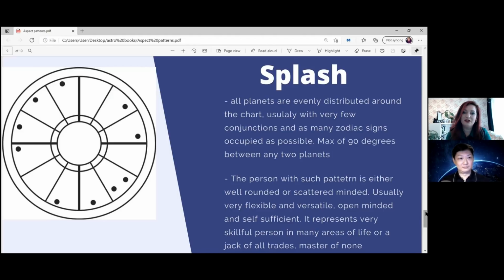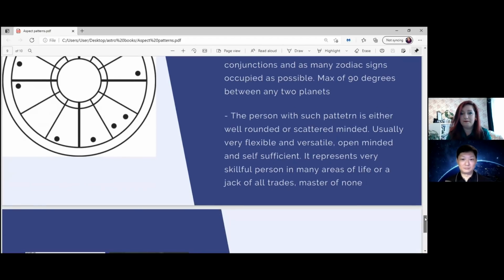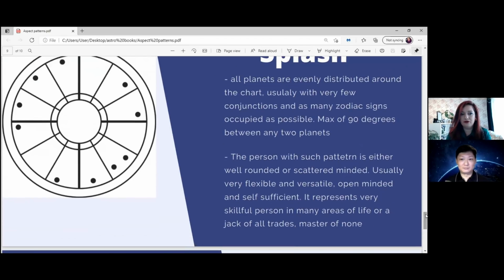Even though I have seen, even from my students, there are a lot of people who have the splash pattern, and it's actually not a unique one. We can often find a splash, and the distribution is even. But as I mentioned in the beginning of my presentation, I have chosen one that at first I wouldn't say is a splash, maybe more of a splay. And I'm just going to show you in a moment.